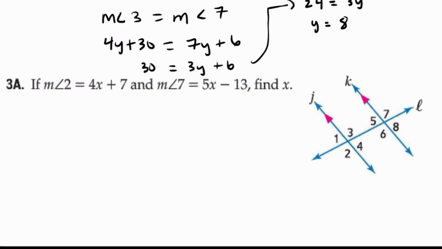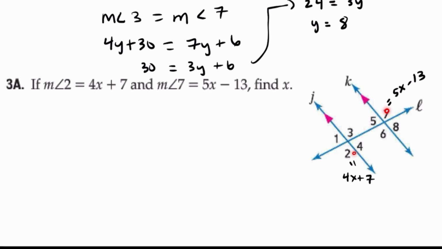3a. If the measure of angle 2 is 4x plus 7 and the measure of angle 7 is 5x minus 13, find x. So we have a new diagram and we can label our figure. The measure of angle 2 is 4x plus 7 and the measure of angle 7 is 5x minus 13.